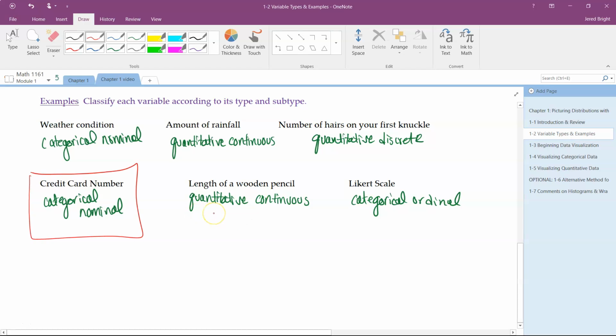Quantitative continuous for the length of a wooden pencil, because depending on how much you sharpen, you could have a pencil length of 0 to something relatively short, so a few inches. And Likert scale we said was categorical ordinal. Just for practice, I encourage you to make up a list of variables and try to identify them. Bring them to class or bring them to Just Ask, and I'm happy to go through those with you.